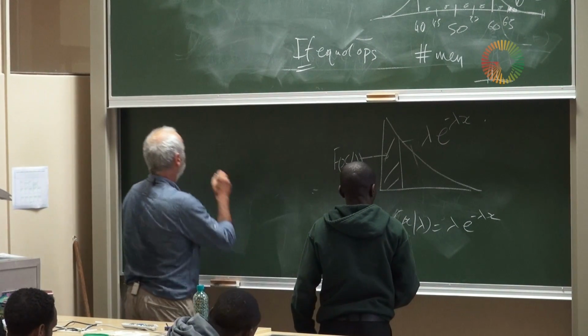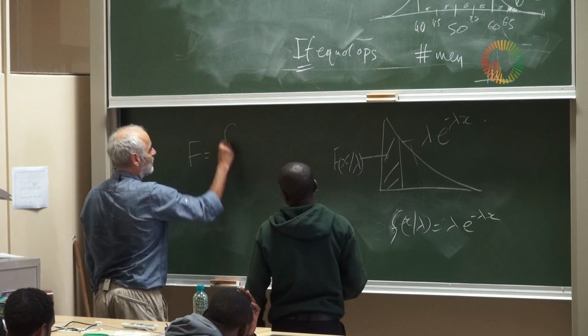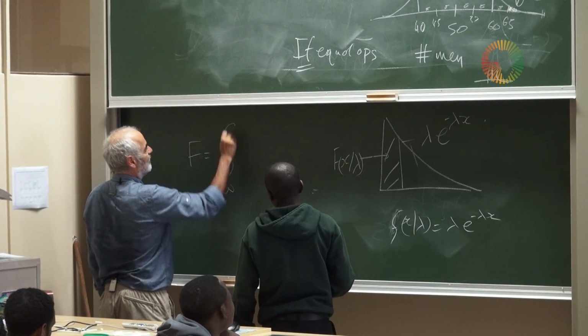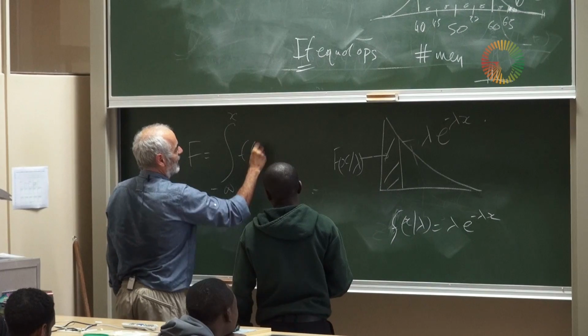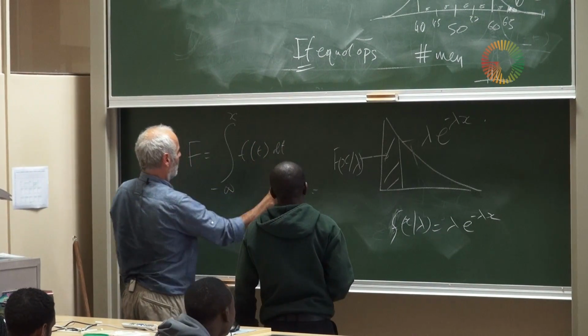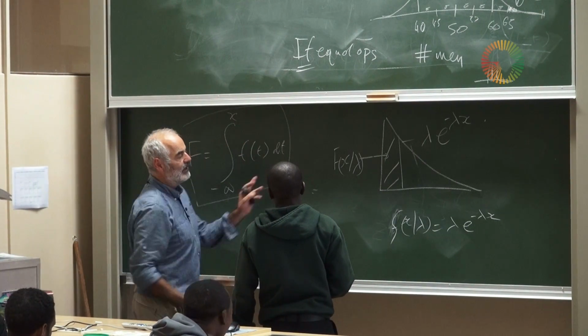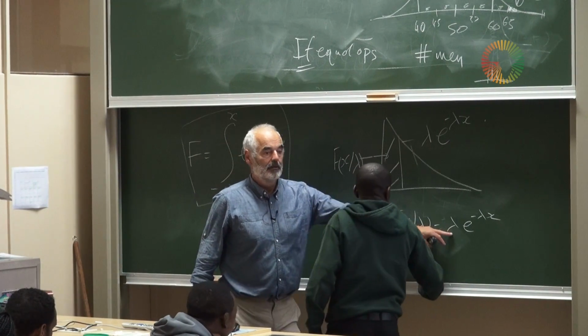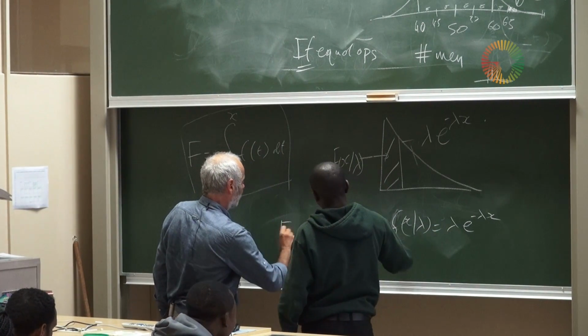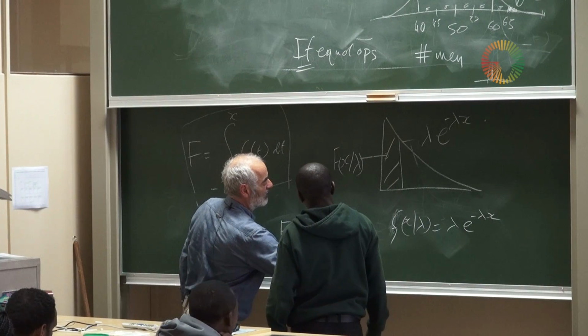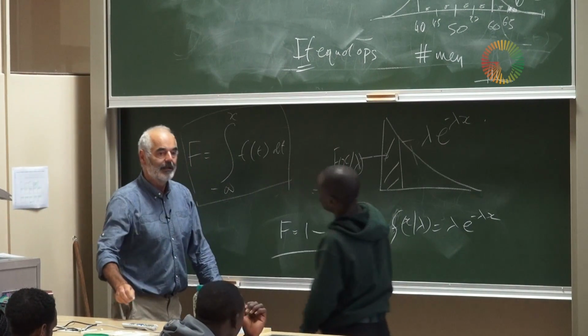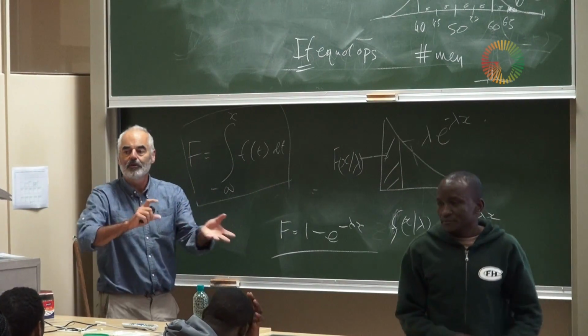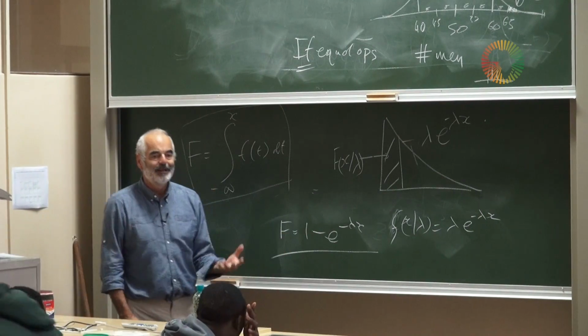If you have the little f, then the big F is just the integral between minus infinity and x of the little f dt. So that when I integrate that, I just get F is 1 minus e to the minus lambda x.